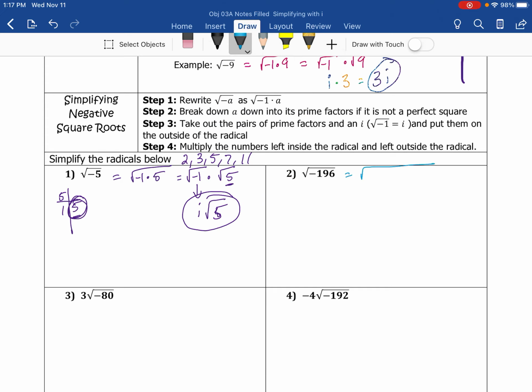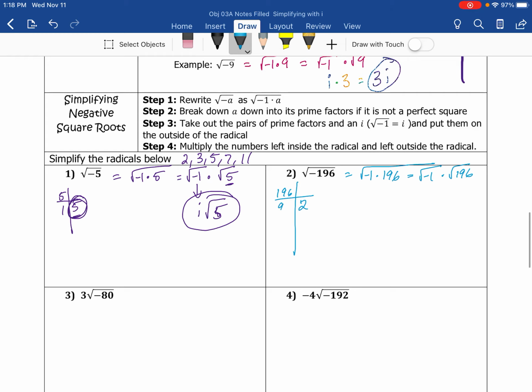That's all. So for this next one, I break it down. I know that's going to be -1 times 196, which is the same thing as the square root of -1 times the square root of 196. Okay, I break 196 down just like I did in the previous. So I think about my prime factorization. Is 196, can you divide it by 2?